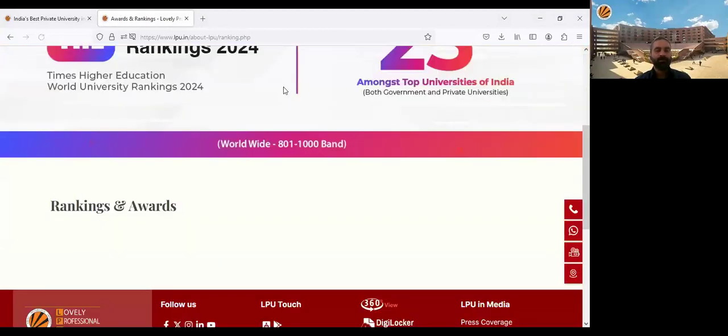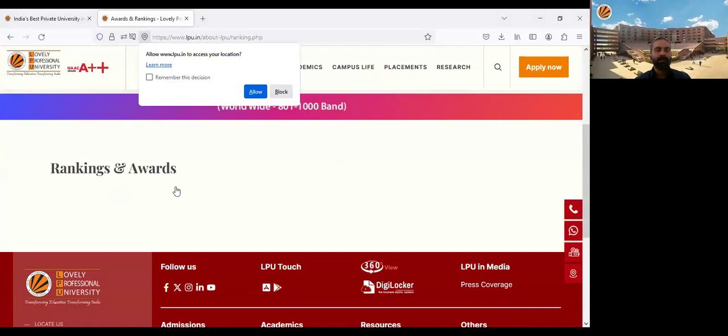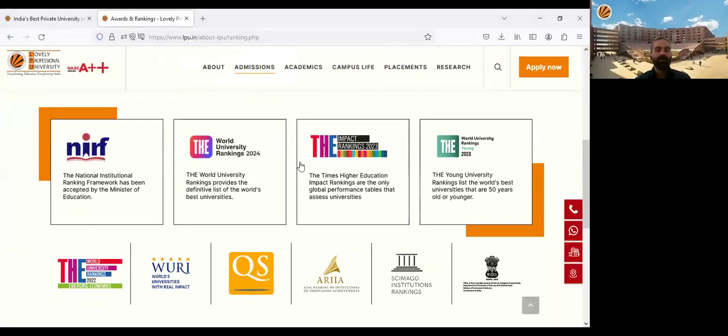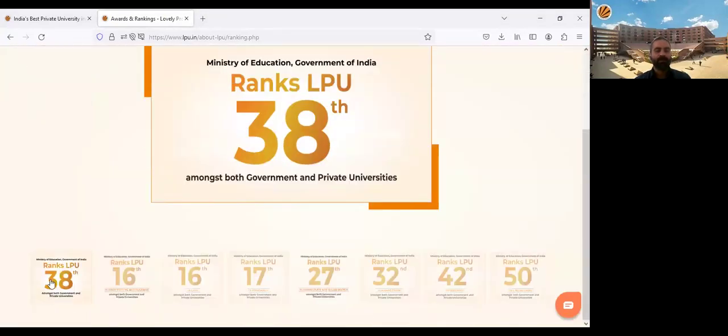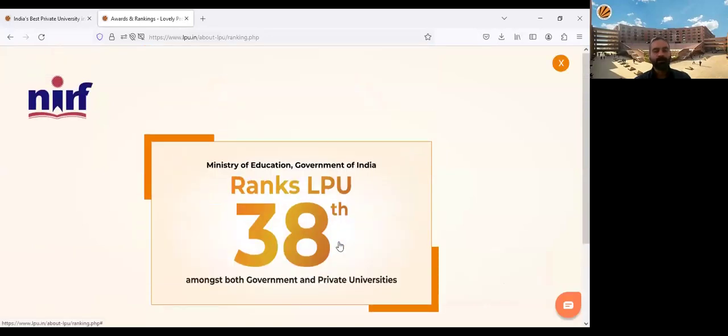Like NIRF ranking we have, World University ranking we have, Impact ranking 2023 ranking update list you can get over here. World University ranking, QS ranking, various types of rankings you can get over here. Like if I open this NIRF ranking, then you can see the rank of LPU under this NIRF ranking. So first thing is this.